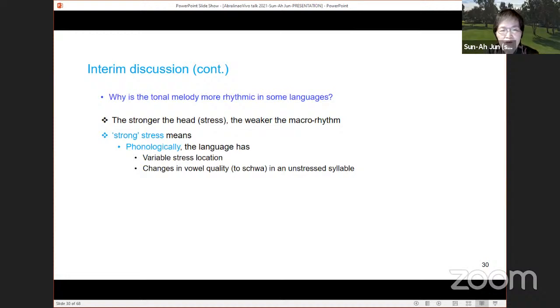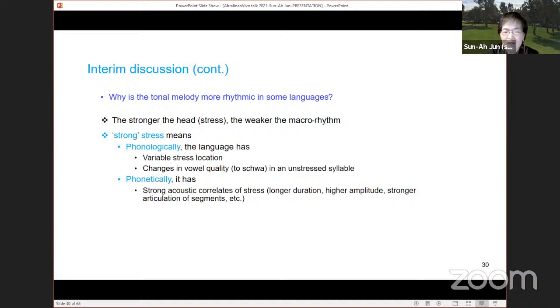Then the next question is, why is the tonal melody more rhythmic in some languages than in others? I think it is based on how strong the head is. If the marking of the head is stronger, then the macro rhythm is weak, and if the head is weaker, then the macro rhythm is strong. So what does strong stress mean? Strong head, strong stress means that phonologically the language has variable, unpredictable stress location and changing vowel quality between stressed and unstressed syllables. Phonetically, there are strong acoustic correlates on the stressed syllable: longer duration, higher amplitude, and stronger articulation of segments. So if there's no stress, then there's a strong macro rhythm. This suggests that there's a link between word prosody and intonation.